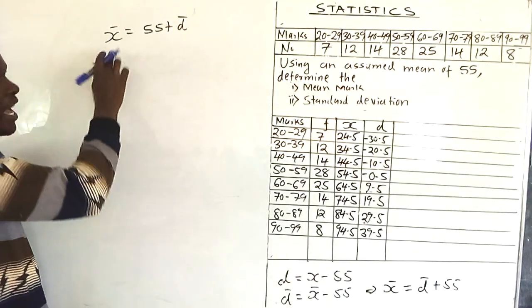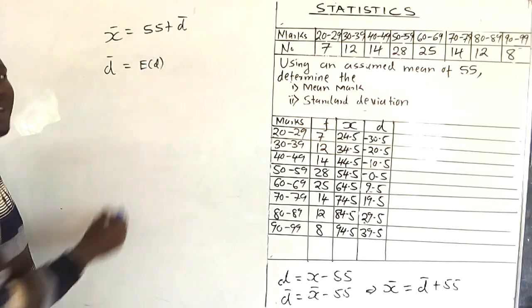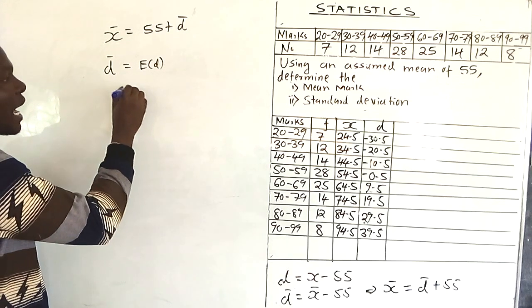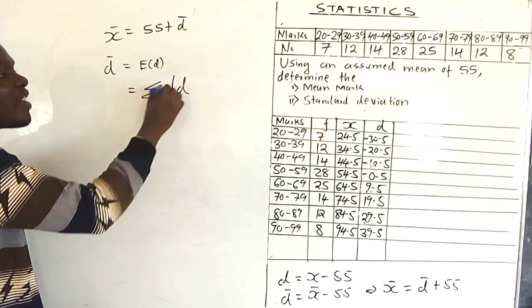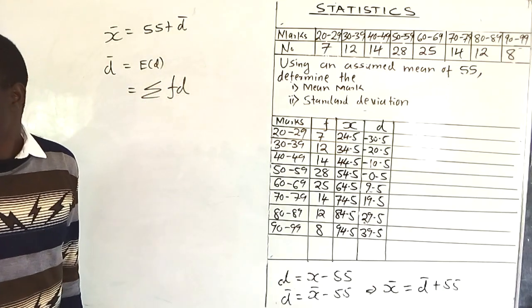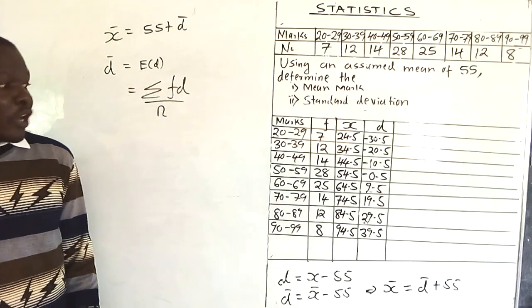For us to get the mean of x, we must get the mean of d. The mean of d is the expected value of d, isn't it? Meaning you are summing up all the d values, and when you are summing up all the d values, you must sum them with the number of times they are appearing, isn't it? Are we together? Then you divide by their total number n, isn't it?